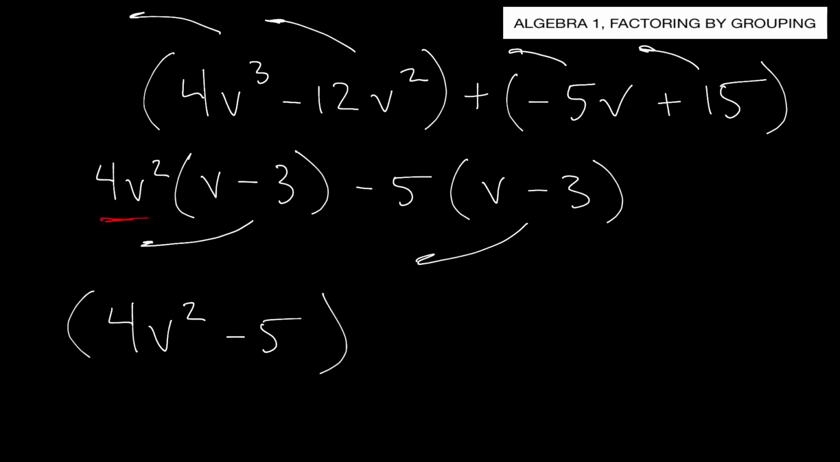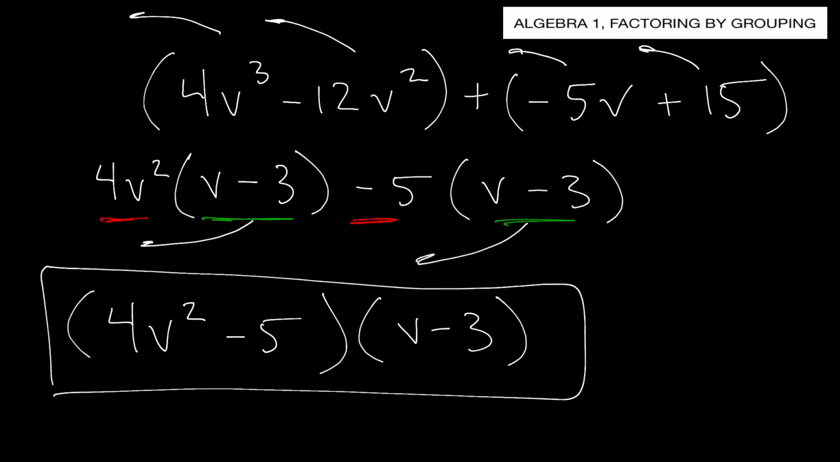Okay, that's here and here. And what's left is this v minus 3. We just factored that out. So we have v minus 3. And here's our answer.